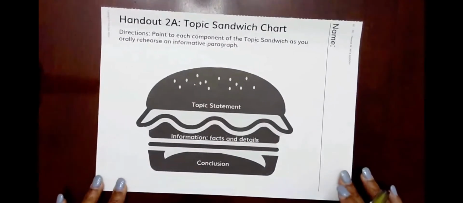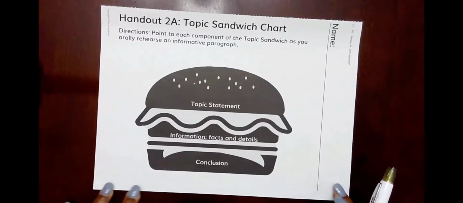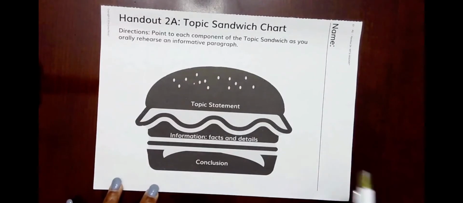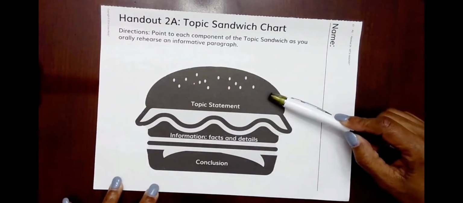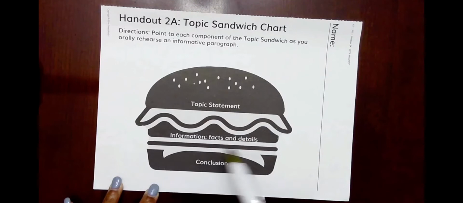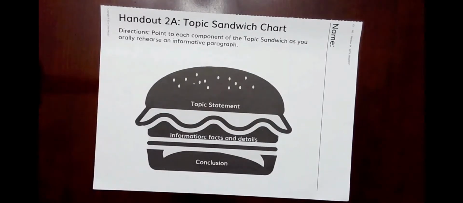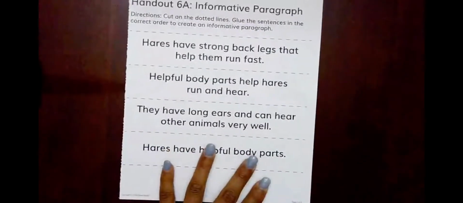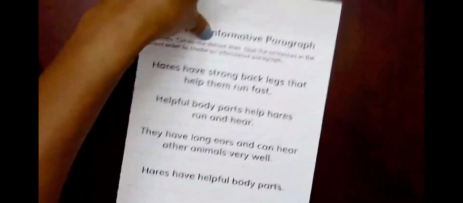You may remember our topic sandwich chart. And remember, we said our informative paragraph starts with the topic statement, and then the information, which are all the facts in those details, and then it ends with a conclusion. Okay, so now we are going to cut apart handout 6A.